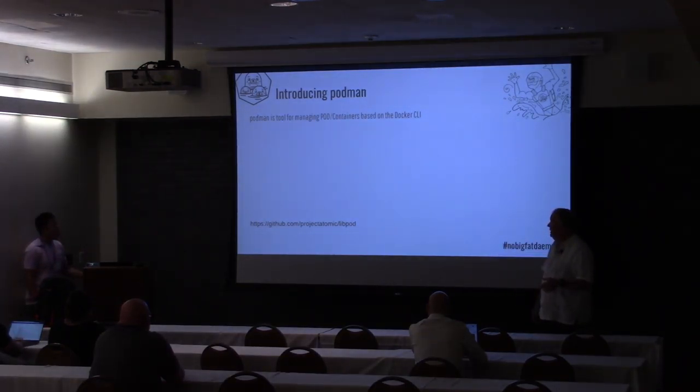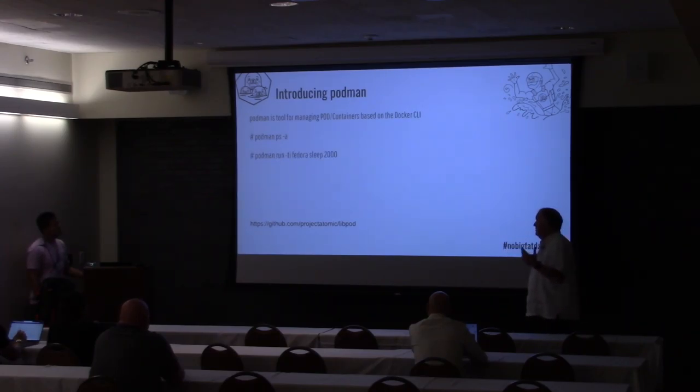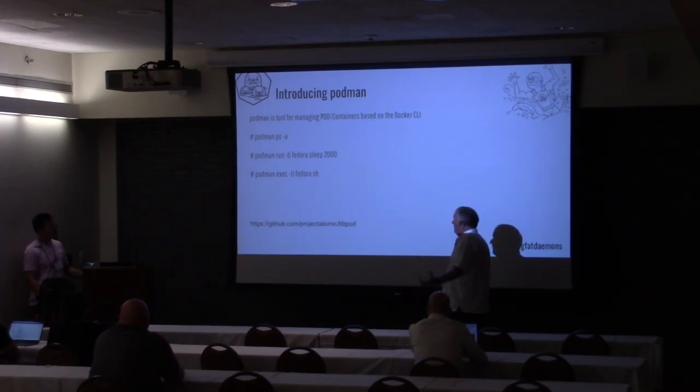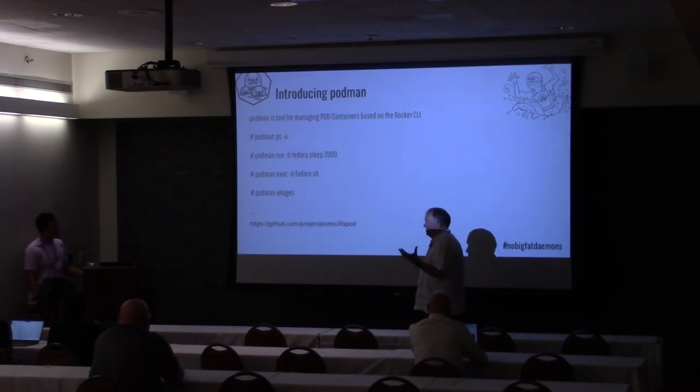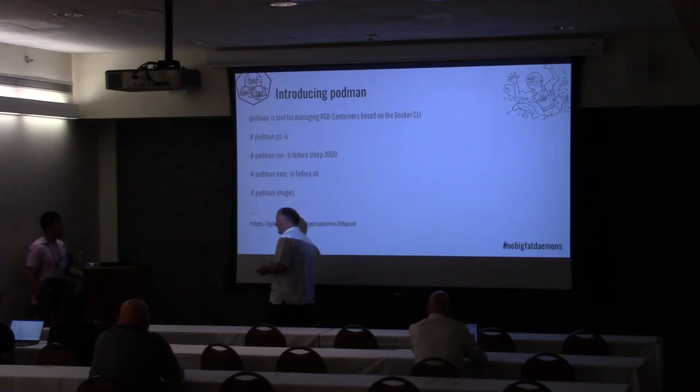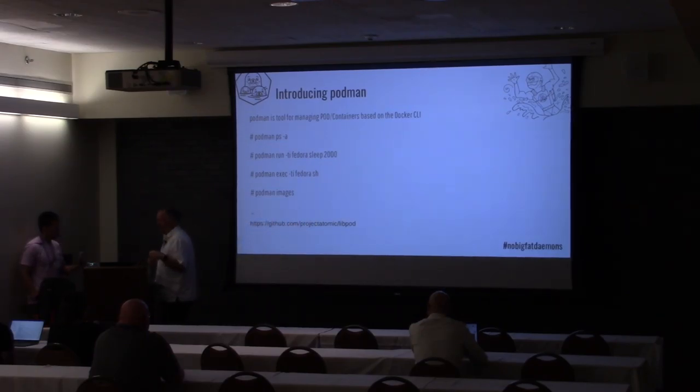So next. To list containers, next. To run containers, to exec into a container, to look at the images. Basically we copied the Docker CLI, using the same commands, and that's why we say you can alias. But this is too boring to believe, so I'm going to go in and actually demonstrate it live.